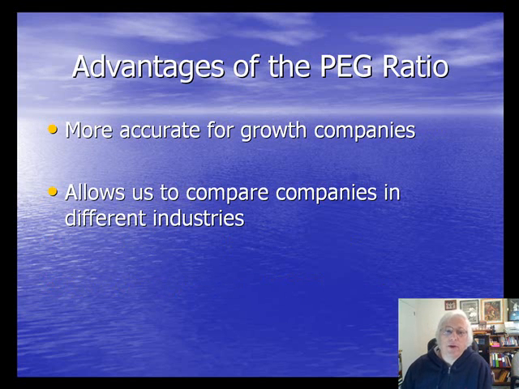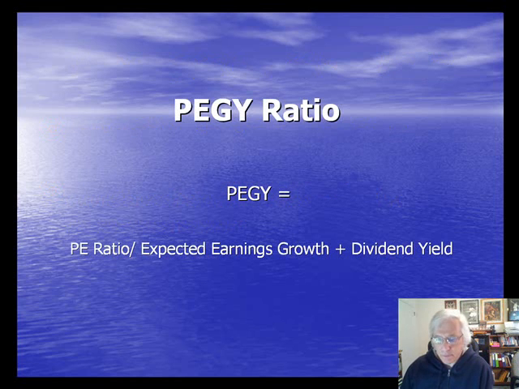Now, the advantage of the PEG ratio is that it's more accurate for growth companies. In essence, it levels the playing field. And it allows us to compare companies in different industries. For example, if we're looking at tech companies, that's very different than looking at companies, let's say, in the food industry. So using the PEG ratio will level the playing field among the different industries. And once again, the PEGY ratio will factor in dividend yield, and the equation for that is the PEGY equals the PE ratio divided by expected earnings growth plus dividend yield.